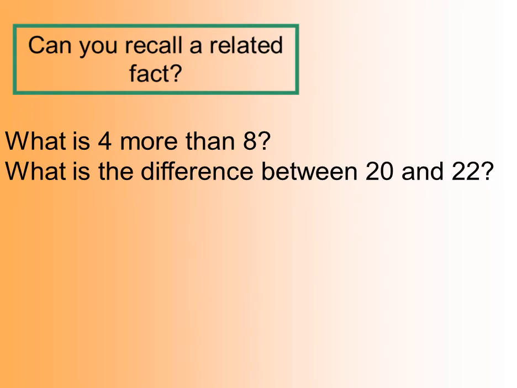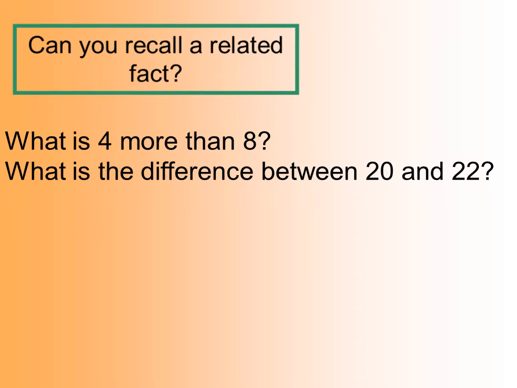Right, we have 2 questions here. First of all, what is 4 more than 8? So let's think that one through. Well, if we had 8 and we had 4 more, what number would we have? If we had 8 sweets and someone gave us 4 more, how many would we have? Well done if you've got the answer. 12. 8 and 4 more is 12.